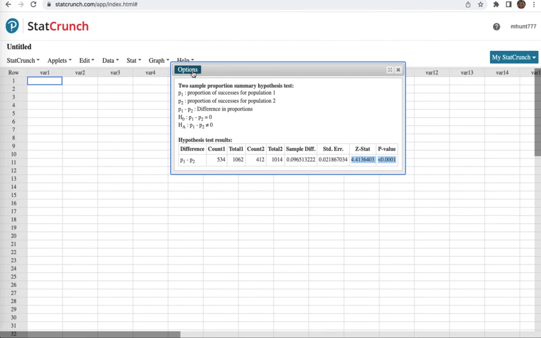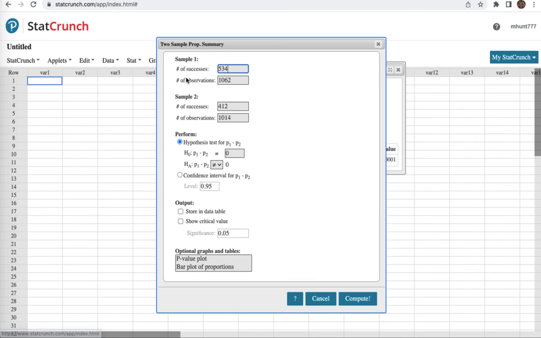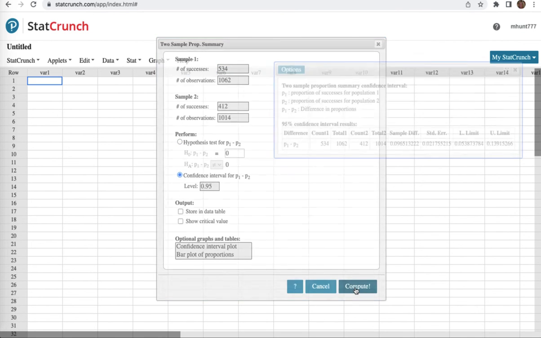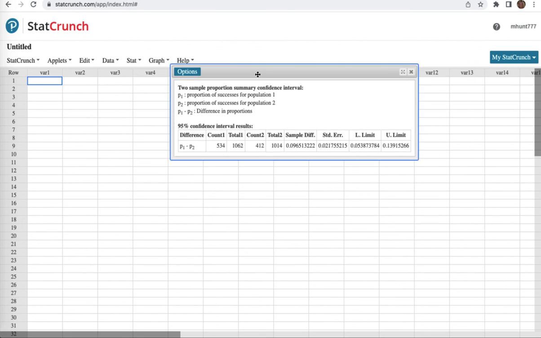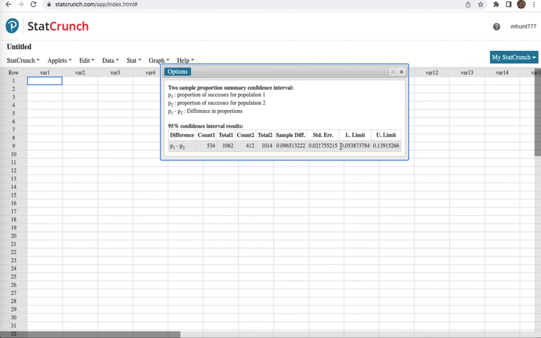If we want the confidence interval, we'll go under Options and Edit. And let's do a 95% confidence interval. And here's the results. If we convert these to percent, women are 5% to as much as 13.9% more likely to have arthritis than men. And we can state this with 95% confidence.